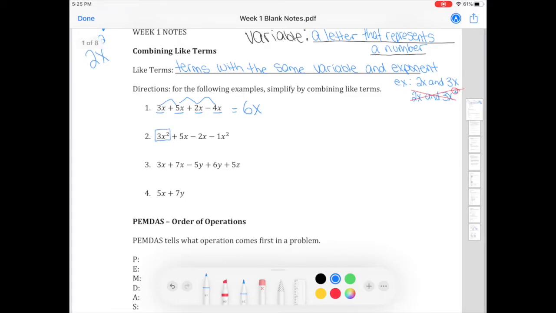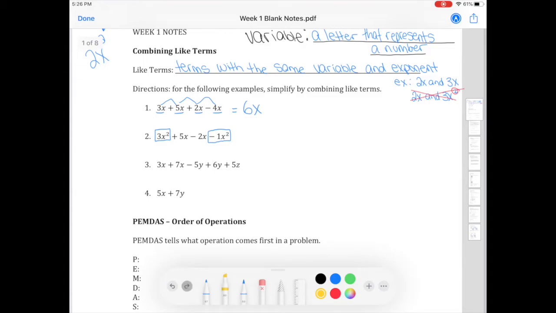Okay, next one's a little bit tougher because we have some different like terms involved. So the first term I see is a 3x squared. That can only be combined with other x squareds, and there's only one other x squared term, and it's that 1x squared on the end.